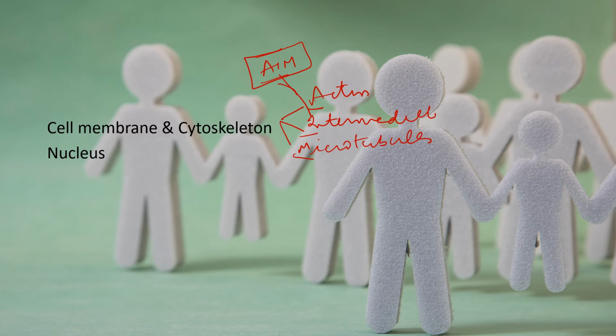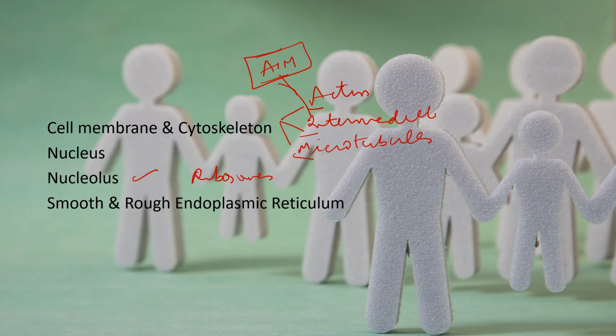Then comes your nucleus with your genetic material, your nucleolus, which helps in synthesis and assembly of your ribosomes. Okay. Then comes your endoplasmic reticulum. Your endoplasmic reticulum is involved in transport of proteins. Rough endoplasmic reticulum, they have ribosomes which can help in protein synthesis.